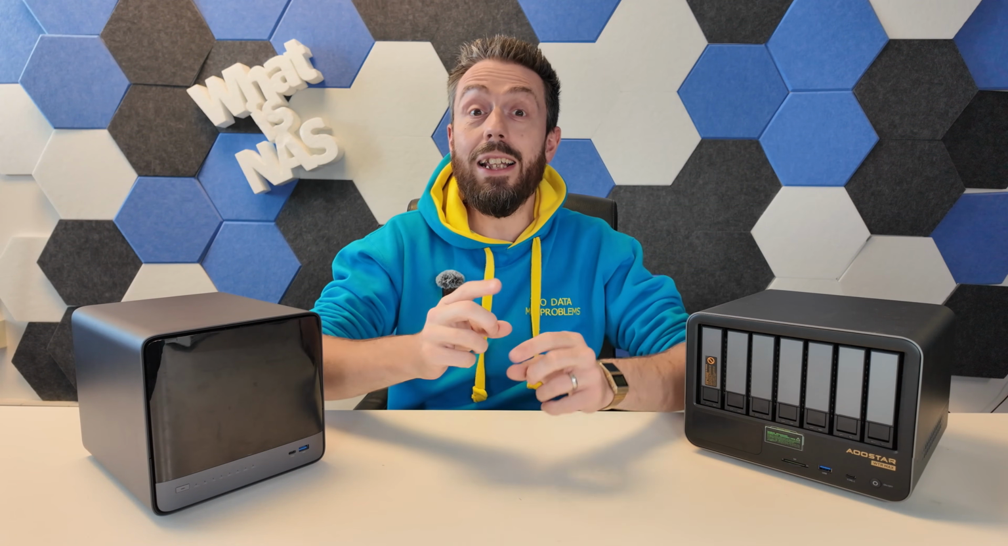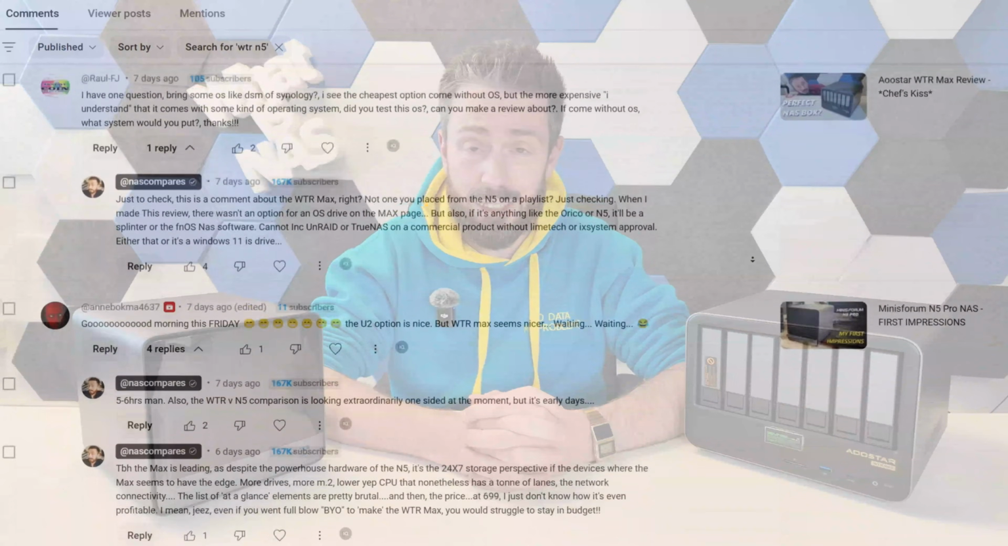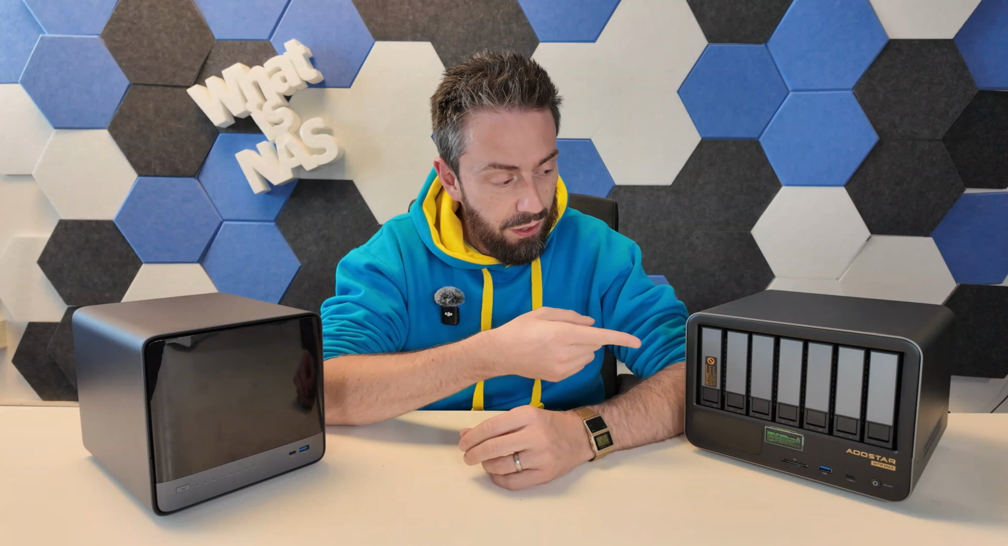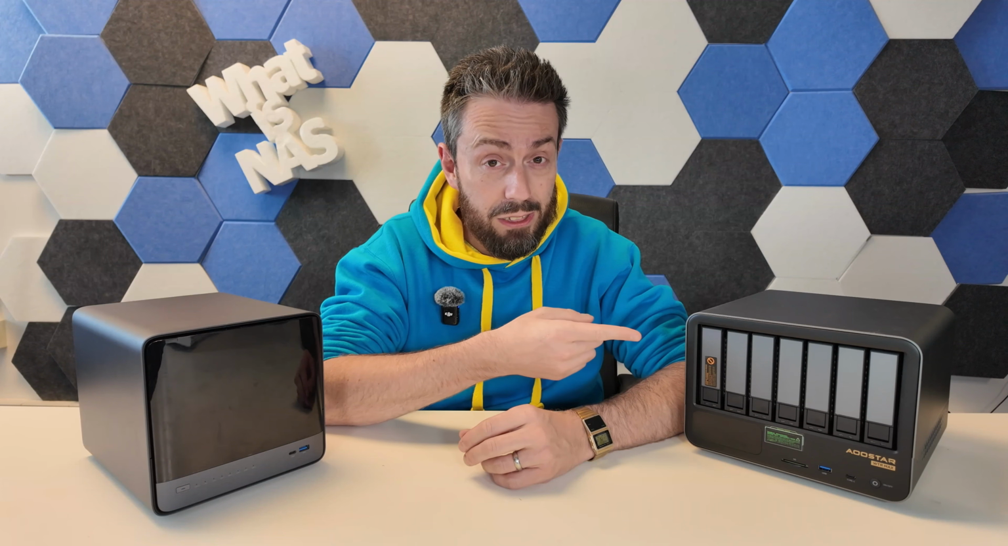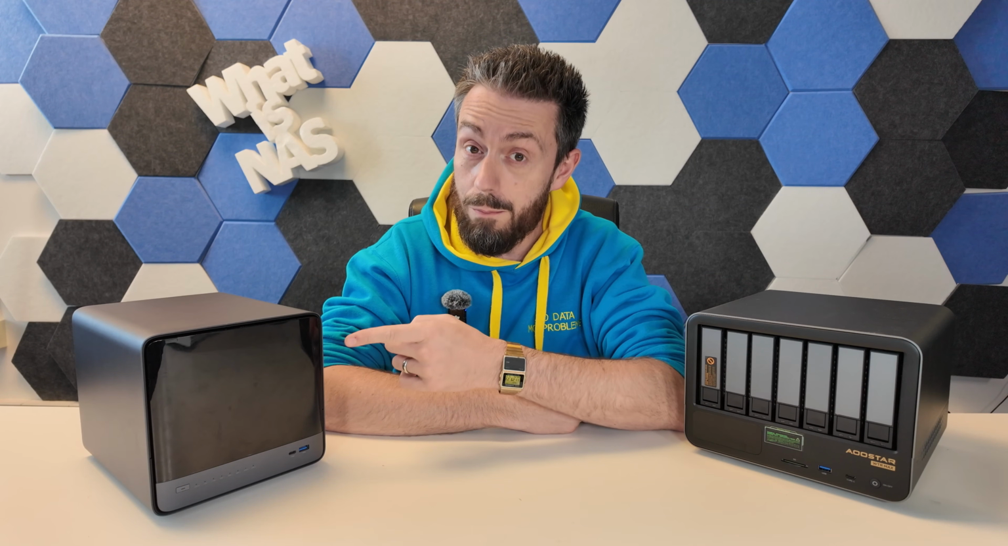Hello and welcome back, and that is right, today we've got a big comparison. This is probably the most requested comparison I've had for the last 18 to 24 months. This is the WTR Max from Aoostar, and this is the N5 Pro from Minisforum.